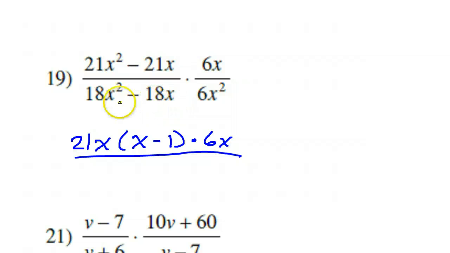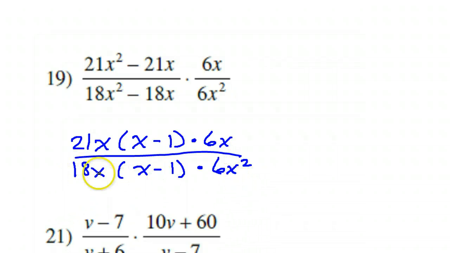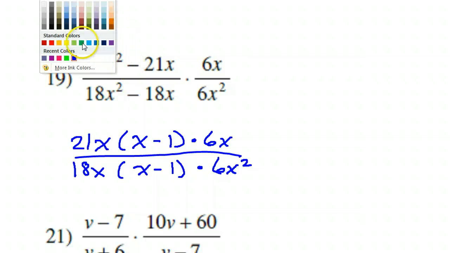Now down here I have a common factor of 18x, so I'm going to pull that out. 18x, and that's going to leave behind x minus 1. And then I've got this 6x squared. So I've got 6x squared. Okay, so now it's time to start cleaning things up a bit.